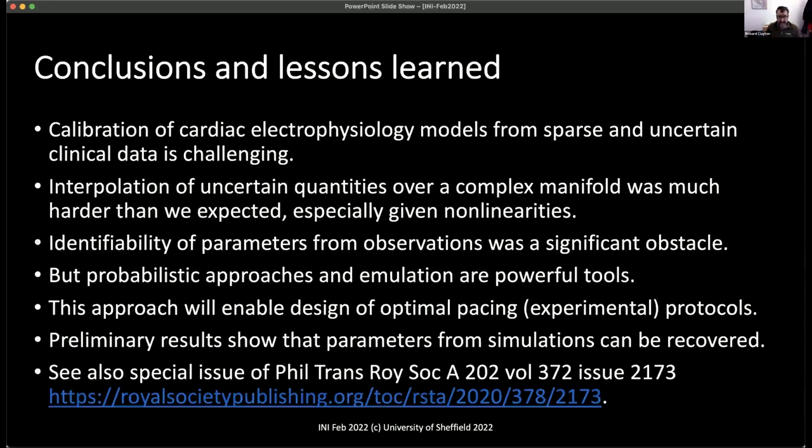As I hinted at the beginning, this is a small part of a number of different research activities going on in the area of cardiac modeling. Back in 2019, before the pandemic, we ran a work program at the Isaac Newton Institute, and there's an associated issue of the Philosophical Transactions of the Royal Society, which has a whole collection of papers. If you're interested in application of probabilistic approaches in this area, take a look at that. So thank you for listening.